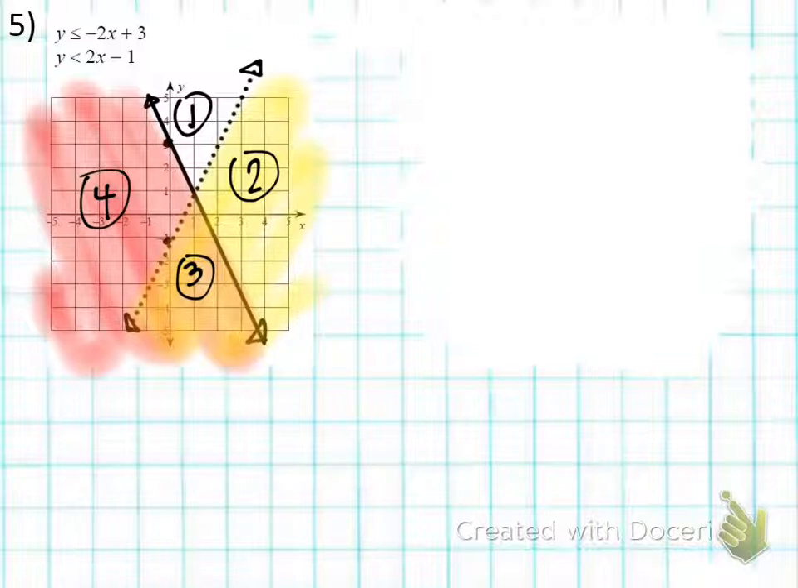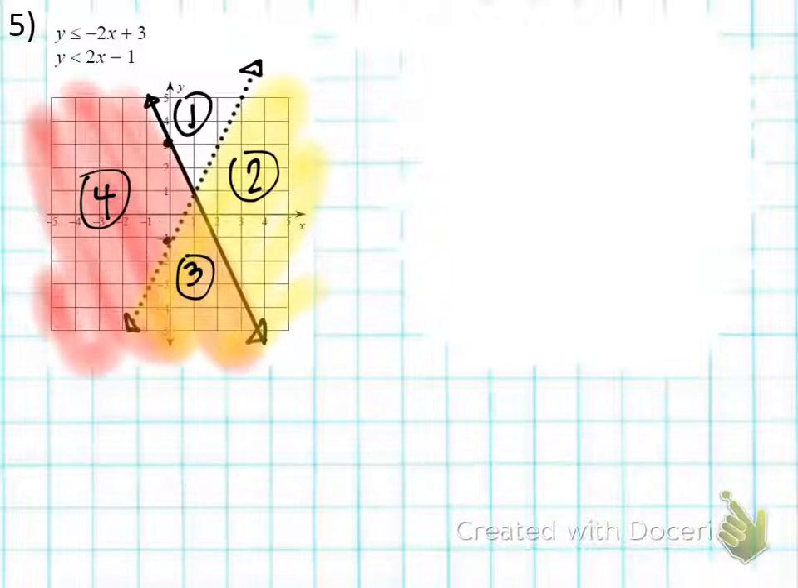3, 4, 5. I'll give the answer. What region is it in? 3, right? Now I got a question for you. Is anything that is in this area a region on this line? Yes. What about on this line? No. No, why not? Because it's dotted. Does that make sense, everyone?